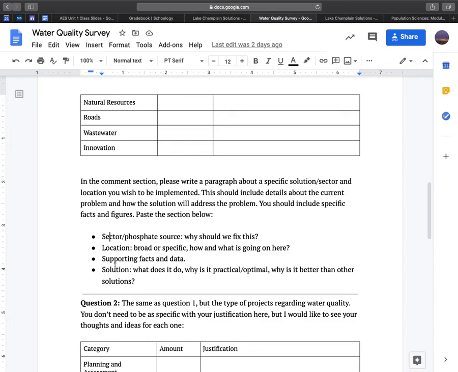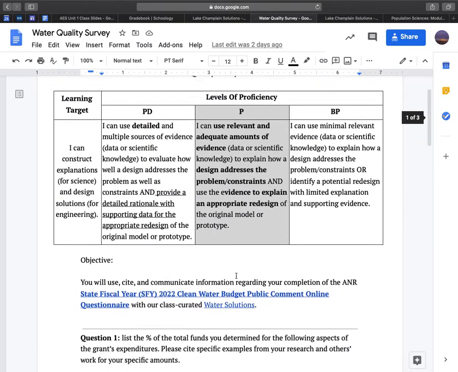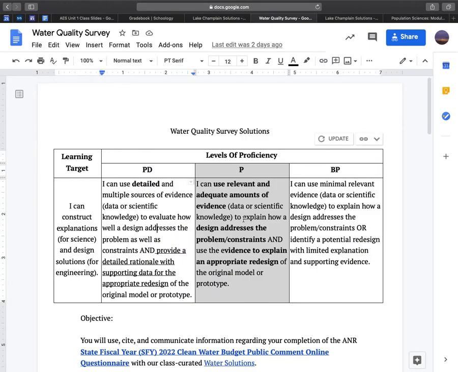Now, in terms of your solution, you really want to be telling the state what is your solution in terms of the practicality, the feasibility, the costs, and also why is it practical and optimal compared to other possible solutions. This is another great place to show evidence for a PD as opposed to a P.